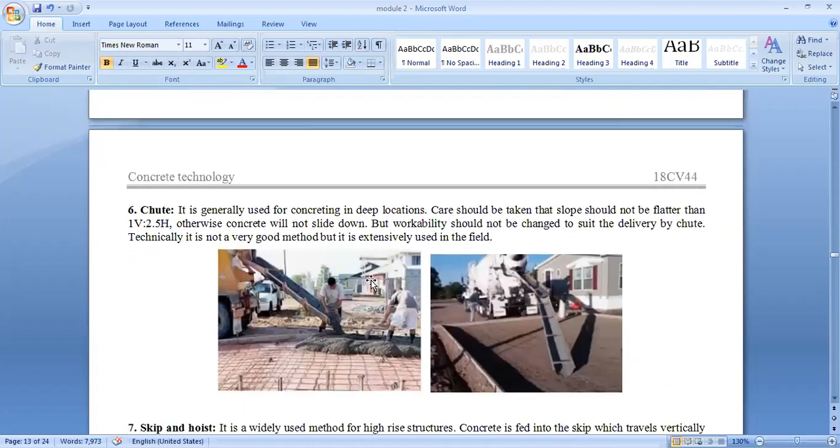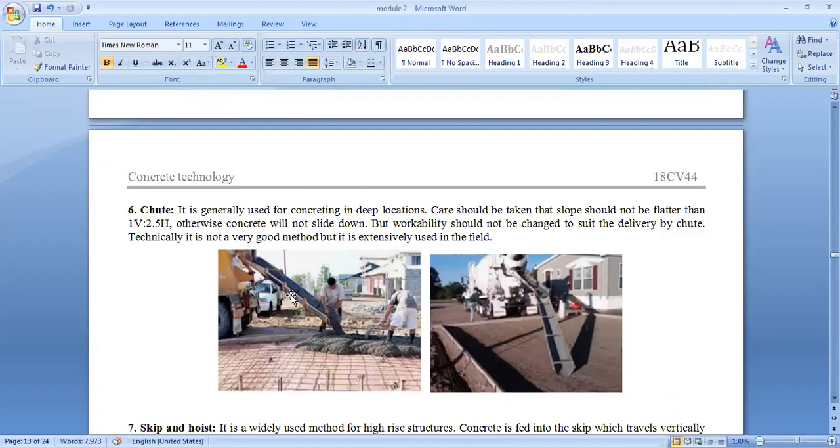The next one is chute. Chute is generally used for concreting in deep locations or at ground level. This one we are calling a chute piece. Care should be taken that the slope should not be flatter than 1 vertical to 2.5 horizontal. Otherwise the concrete will not slide down. This is the required slope, 1 vertical to 2.5 horizontal, and only then will the concrete start sliding. The workability should not be changed to suit delivery by chute.